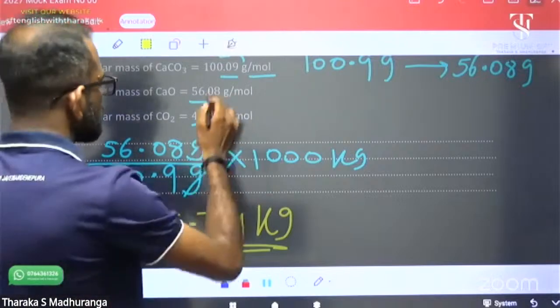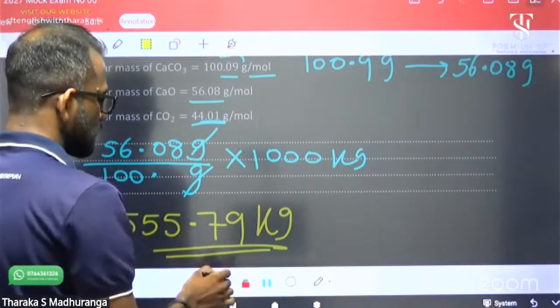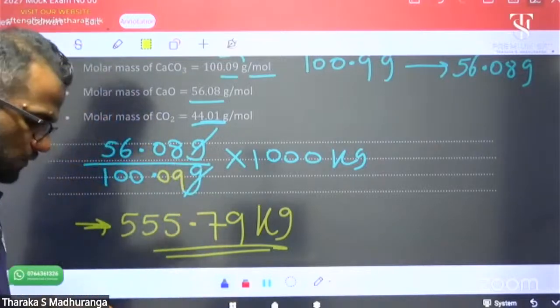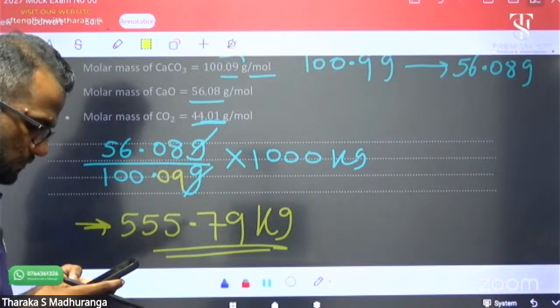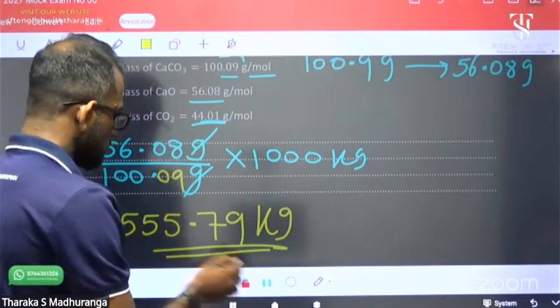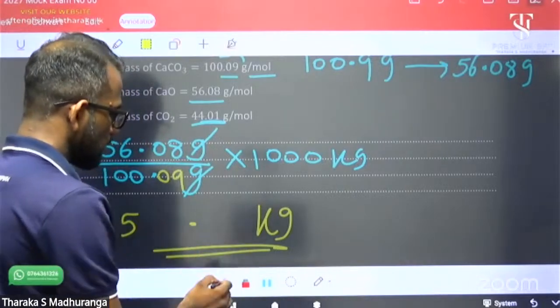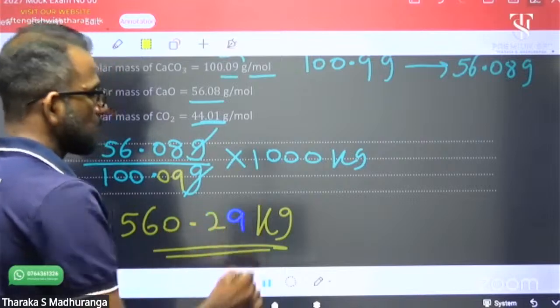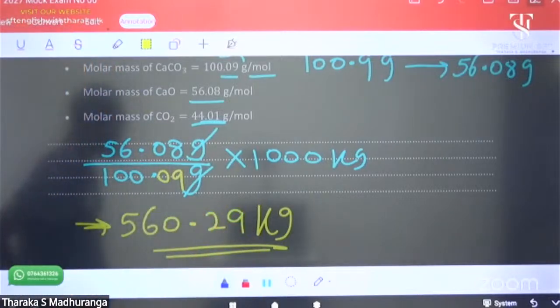It is 100.09, no? Sorry. Then dividing by 100.09, we get 560.29. Understood?